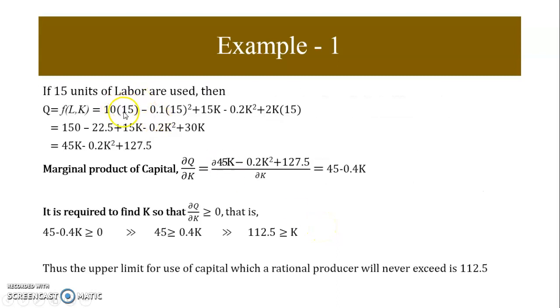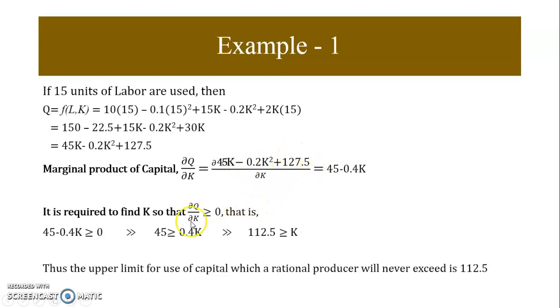We have substituted 15 in place of L. So this is our equation that we have solved after this. So this is our equation. This you can practice, please, side by side by pausing this video so that you are at pace with me. Then after calculating this, you are calculating the marginal product of capital, that is partial derivative of Q with respect to K, and this is now by keeping L as constant. So this is 45 minus 0.4K plus 0.